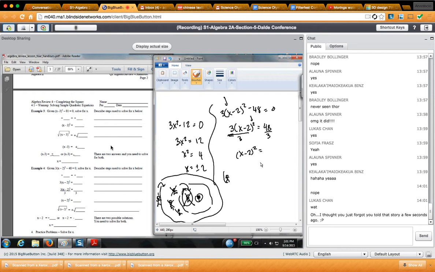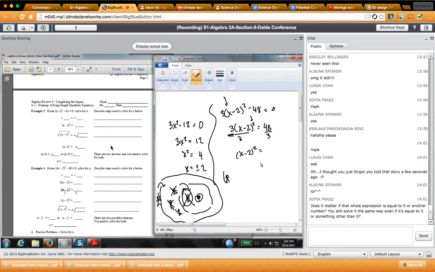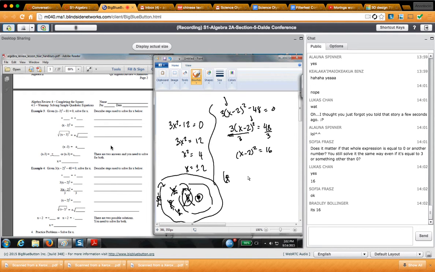What is 48 divided by 3? Is that 16? Sophia, let me answer your question in just a second. Yeah, it is 16. Awesome. All right. Now I square root both sides, and I have x is equal to, or I'm sorry, I didn't get rid of that minus 2. x minus 2 is equal to plus or minus 4.